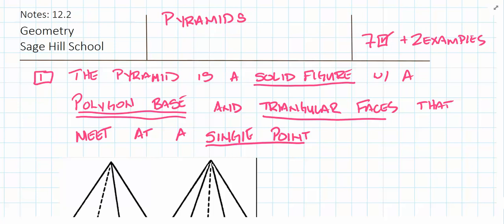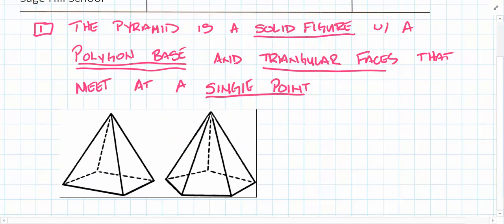Okay, but first here's the formal definition. It's kind of boring, but we have to say it so we at least understand. A pyramid is a solid figure, meaning there's no holes in it or anything. A solid figure with a polygon base and triangular faces that meet at a single point. I've given you two examples of pyramids down there, even though they look kind of different.